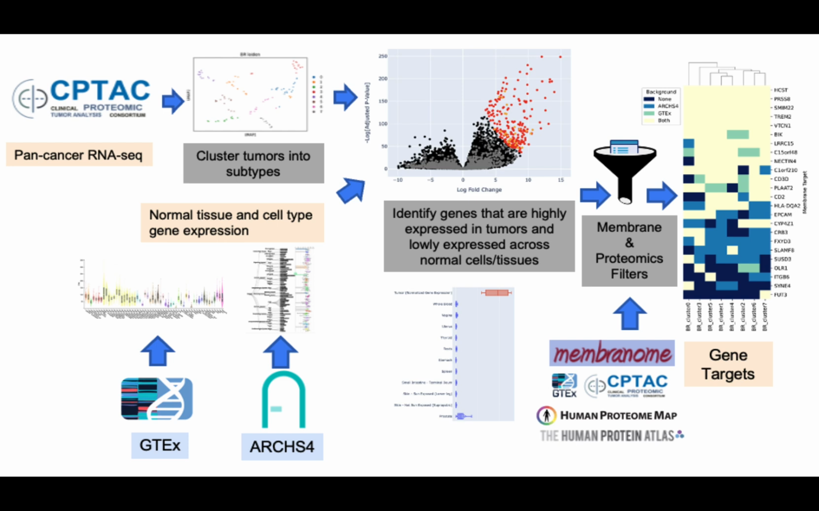So as part of the Multiomics2Targets paper and the pipeline, we systematically applied this algorithm to all of the 10 CPTAC3 cancer types, which involved first clustering these tumors into subtypes based on their RNA-seq expression, and then computing differential expression compared to two atlases, in this case, GTEx and ARCHS4, again, looking for those genes that were highly expressed in those tumor subtypes, and then lowly expressed across normal human cells and tissues. We then additionally apply a membrane filter for those genes that encode for membrane proteins, as well as annotate those targets with proteomic expression when available.